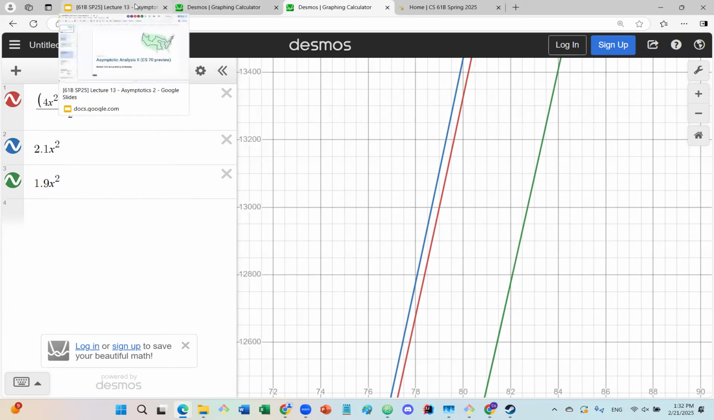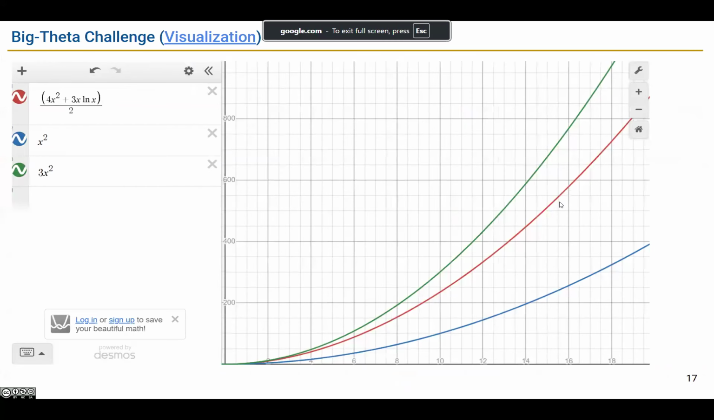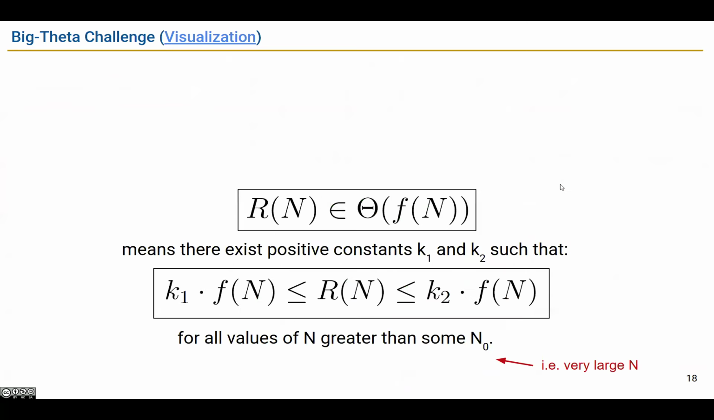So the problem is, if it's possible for the red line to go between the blue and green this way after a long time, then what's stopping this 3 and 1 bound from not working somewhere really, really far down the line? I don't know. So sometimes you need to do full algebra. Here's how I might do the algebra. You don't need to do this officially every single time, but it's useful to get a sense of how this might work if you wanted to formally prove this. So let's say that R of n is this function, 4n squared plus 3n ln n divided by 2.